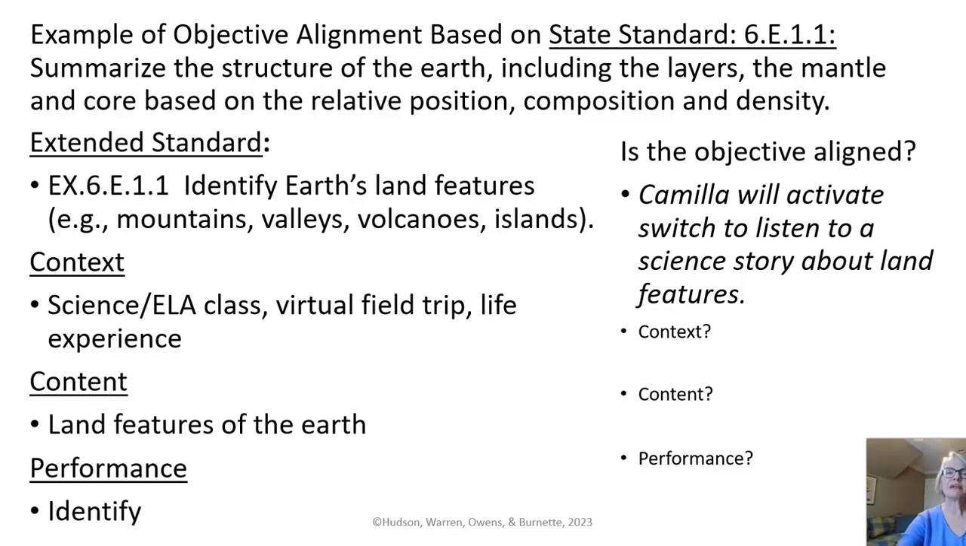Next, we have the extended standard that's linked to the state standard but less complex. In this example, the extended standard reads that students will be able to identify the Earth's land features, including mountains, valleys, volcanoes, and islands. Now, there are 3 pieces to this standard: the context, the content, and the performance. The context is science or ELA class. It could be a virtual field trip. It could be life experience. All right? The content is land features of the Earth, and the performance requires the student to identify.